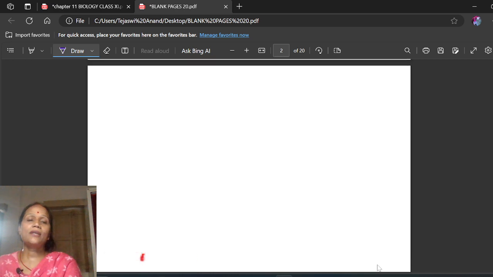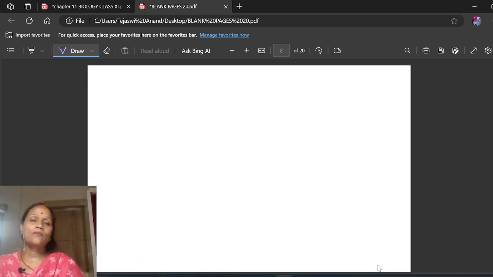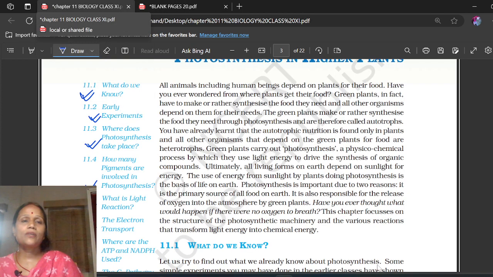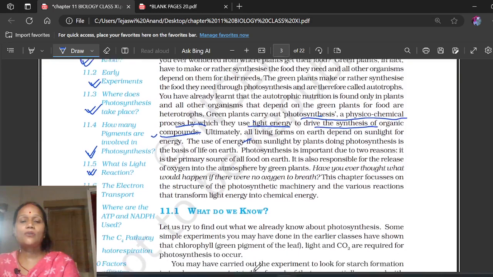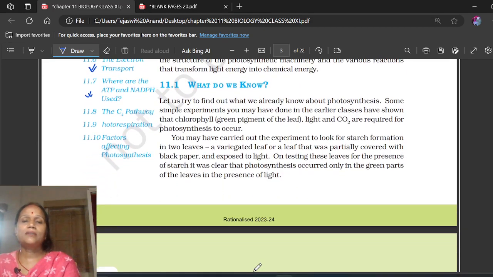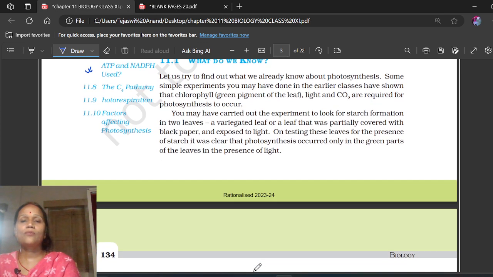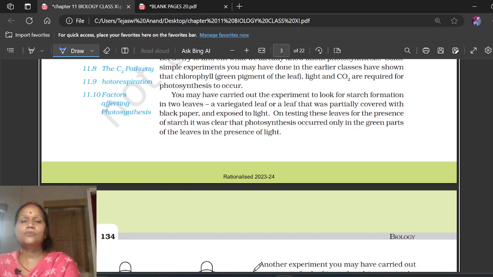Now we can know the different topics of photosynthesis. Let us understand the book also, in which we have to understand the previous experiments that were taken on this. Here you can say that it is a physico-chemical process by which they use light energy to drive the synthesis of organic compounds. Although whatever definitions I have given are complete in themselves and you can learn them also. Now, what do we already know? We already know that green plants need water, CO2, chlorophyll, sunlight for the process of photosynthesis.